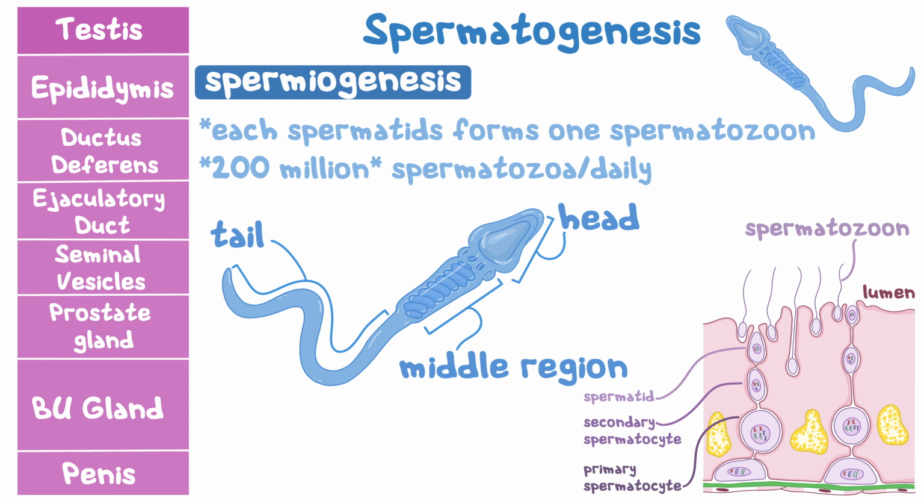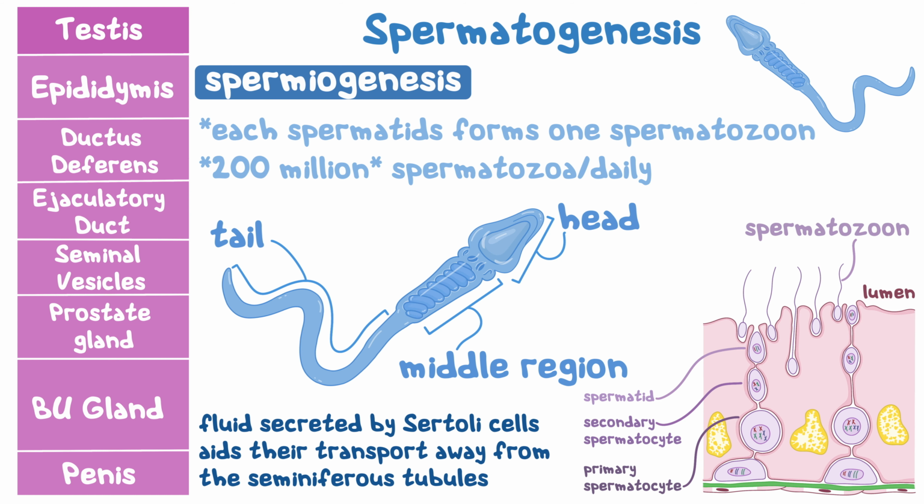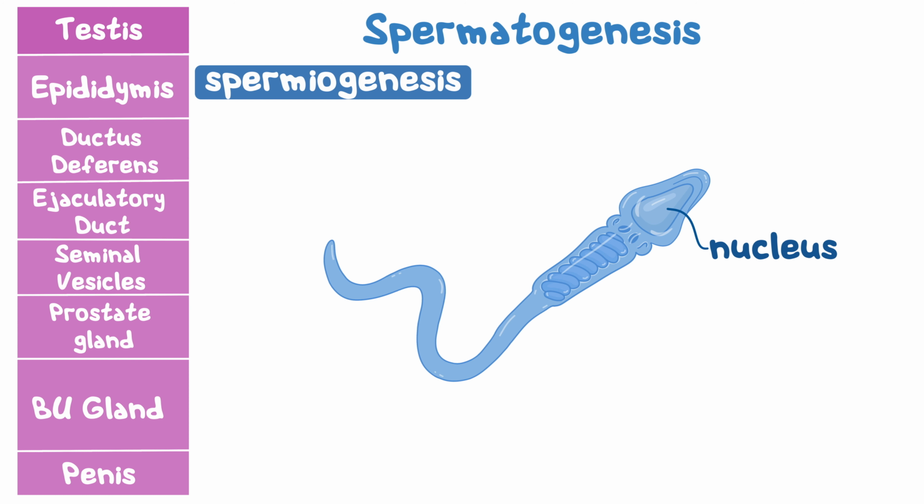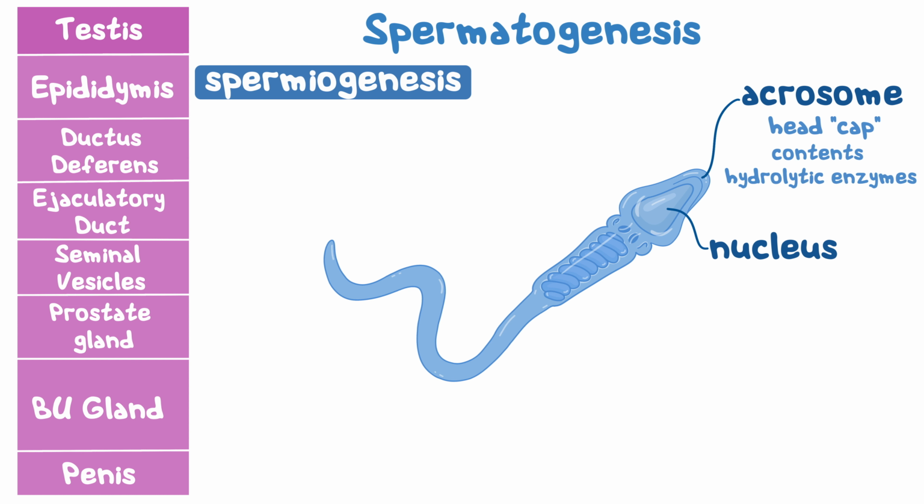Eventually, spermatozoa pass into the lumen, and fluid secreted by Sertoli cells aids their transport away from the seminiferous tubule. The head of each spermatozoon contains the nucleus, in which the DNA in the chromosomes is condensed and stained densely with a base such as hematoxylin. At one end of the nucleus of a developing spermatozoon, a head cap develops, known as the acrosome. The contents of the acrosome include hydrolytic enzymes that take part in the acrosome reaction, which is the process by which the head of the spermatozoon penetrates the cells and structures surrounding the oocyte prior to fertilization.